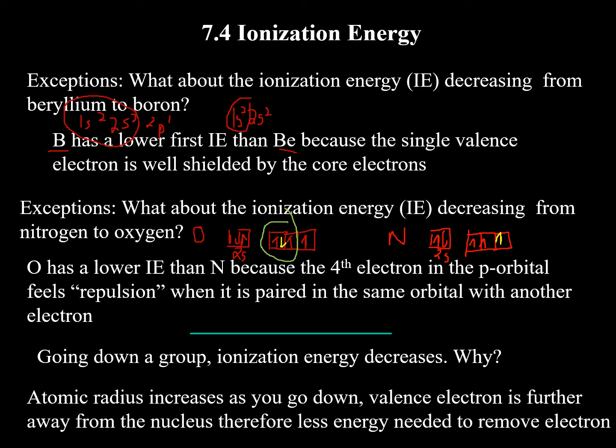We also have going down a group. The ionization energy decreases as you go down. The atomic radius increases as you go down, as we mentioned earlier. The valence electron is further away from the nucleus, therefore less energy is needed to remove the electron. And I spoke about this trend in the previous slides.